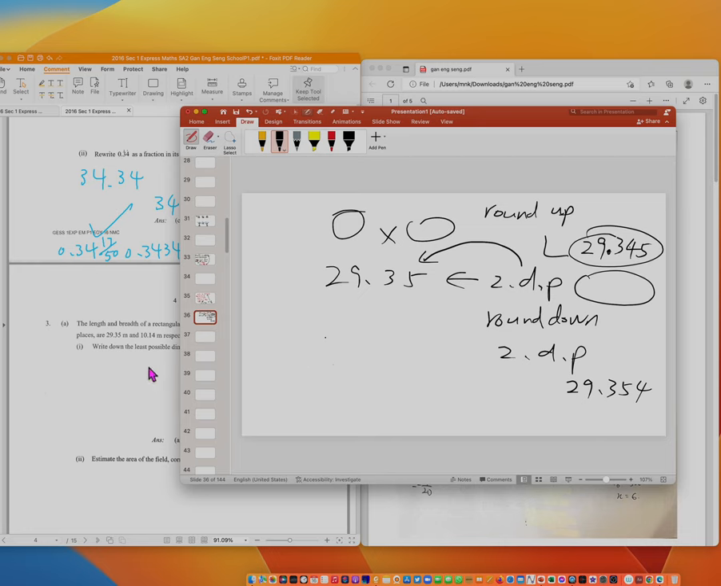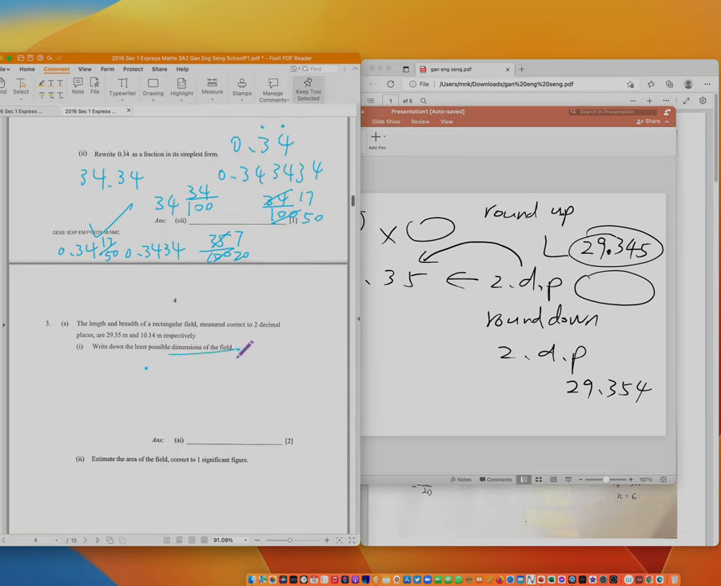So write down the least possible dimension. I think they ask for the dimension, are they looking for this answer times that one, or the area? Because in question 3 part 2, it asks you to estimate the area, so you just use this times this, then round it to one significant figure. So that will give you the least possible.